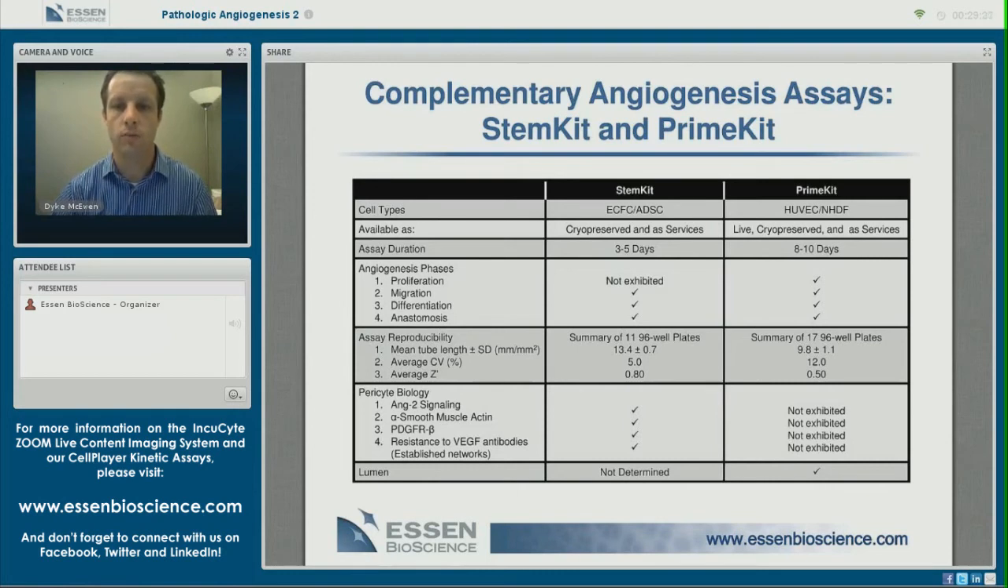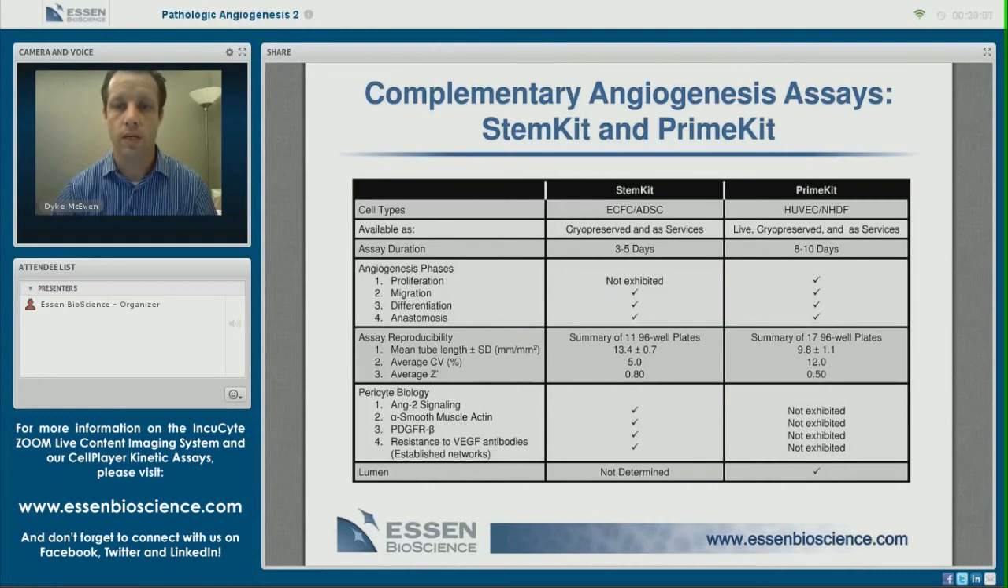When we look over multiple plates over length of time, we see that the statistics generated by both assays are very similar. We get very similar average tube length on the order of 10 to 14 millimeters of tube per area, with coefficients of variation that are in the 5 to 10% range for both assays. The average Z prime for these assays is 0.5 to 0.8, indicating that these are excellent assays for screening purposes.